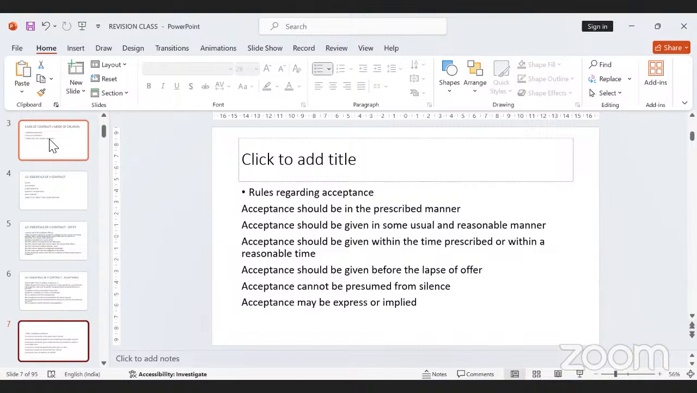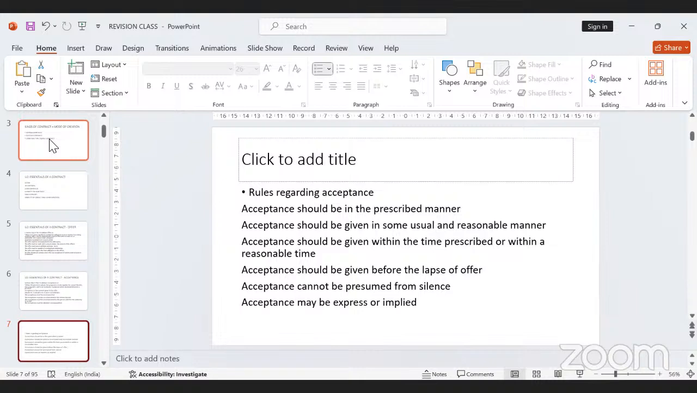Will you buy my house? Tell me within 1 week's time. If I'm asking the other person, that means this offer is valid only for 1 week. After 1 week, the offer lapses. After 1 week, if that person comes and says yes, that is not valid acceptance. I need not agree to it also.